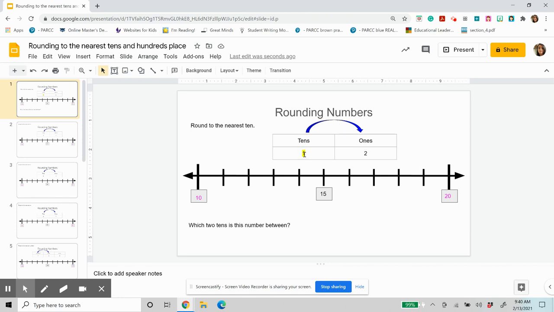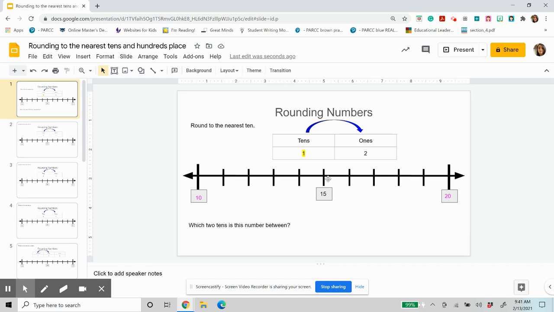So this could change. Now, how do we decide? Where's the decision maker here? I like to say we have to look to the place to the right. So the ones right here are going to be the decision maker. What do I mean by that? If we look at a number line, we're saying round to the nearest 10. So we want to know what tens we are dealing with here. It's either 10, or if we were to round up, it would be 20.